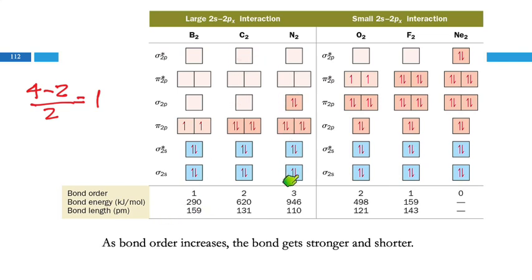So nitrogen, we know from looking at Lewis structures, nitrogen forms a triple bond, and triple bonds are stronger and shorter than double and single bonds. When we go over to oxygen, fluorine, and neon, now this is the normal ordering of these p molecular orbitals. So oxygen, so we've got these guys filled up, and now we're adding 2 electrons here. We're adding them into antibonding orbitals, and so the bond order is going to go down.